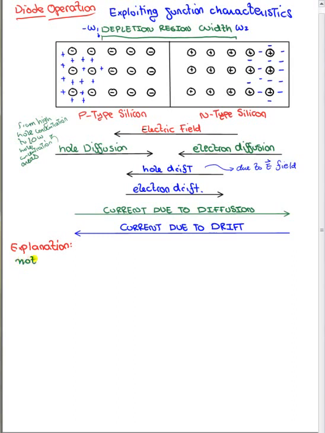So note, as you can see, the current due to diffusion is equal to the current due to drift in opposite directions. They cancel out, and there is no current under no applied bias.